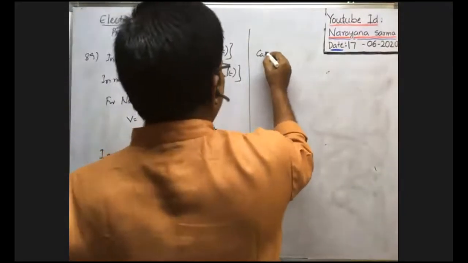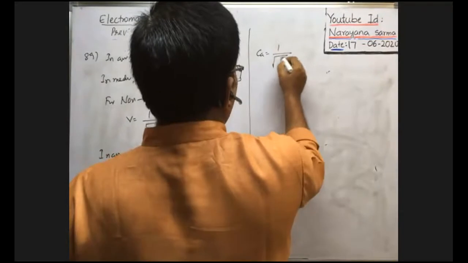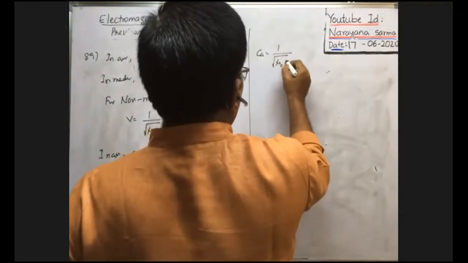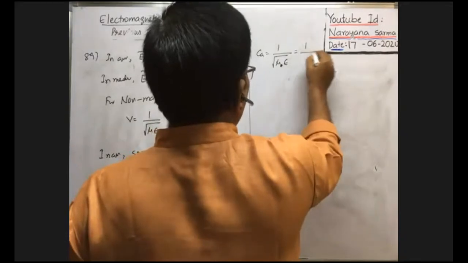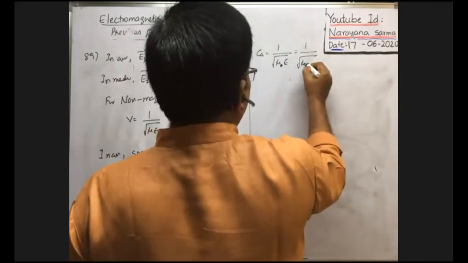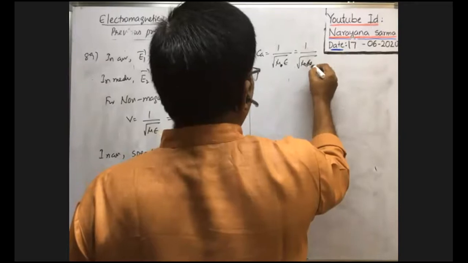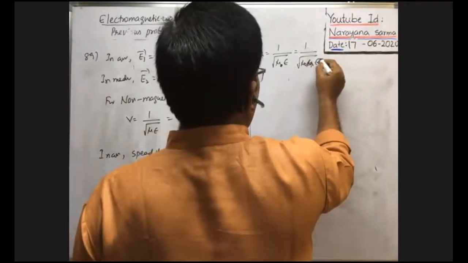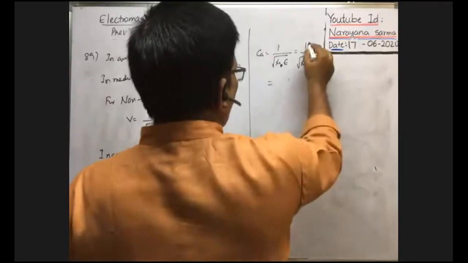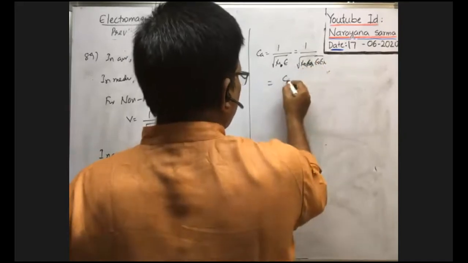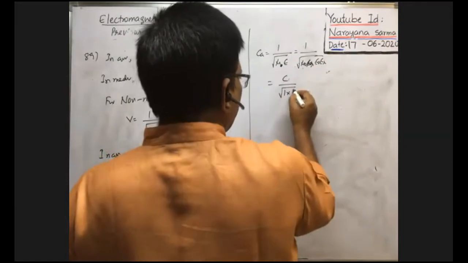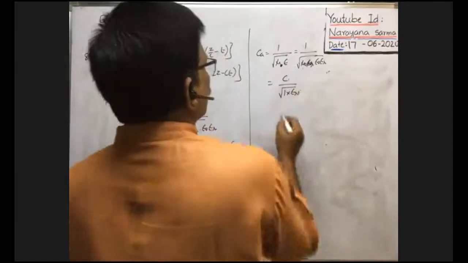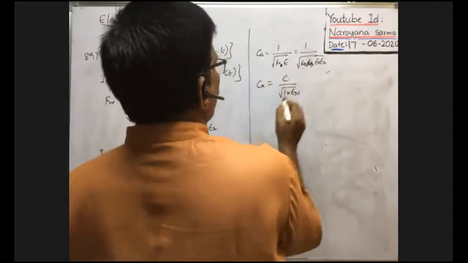Speed of light in air is equal to 1 by square root of mu naught epsilon. Actually, mu epsilon is the formula. This is equal to 1 by square root of mu naught mu r into epsilon naught epsilon r. So this is equal to 1 by root mu naught epsilon naught, which is c, by root mu r, which is 1, into the relative permittivity of air, given as epsilon r1. So Ca is equal to this one.